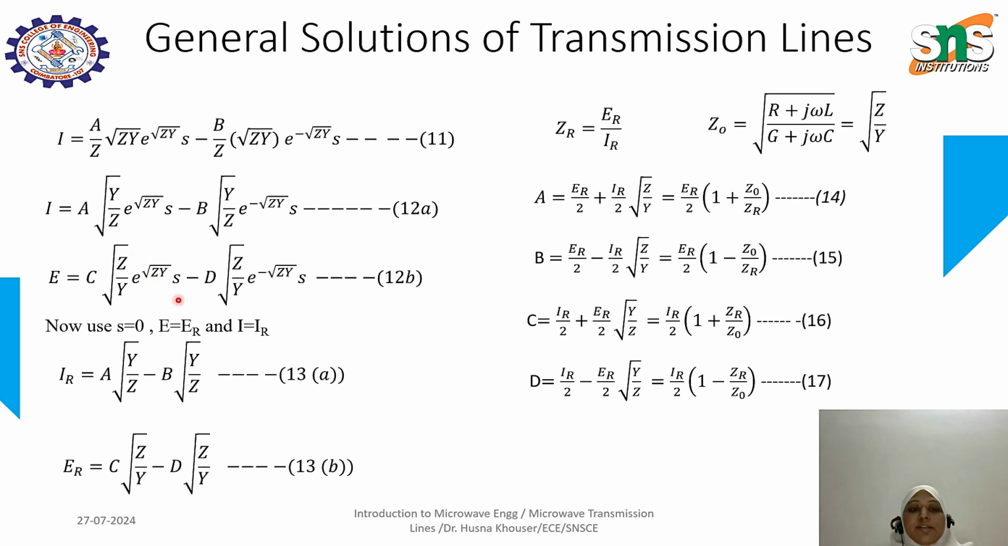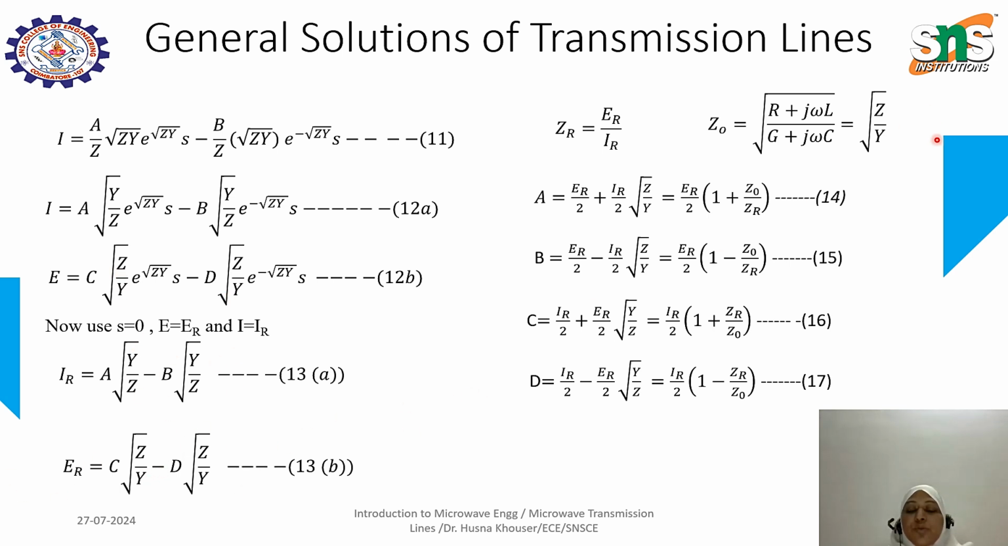After making s equal to 0, e to the power of 0 becomes 1. So we get only the arbitrary terms, A into root YZ minus B into root YZ, and then for the current equation, IR equal to C into root of Y by Z. Sorry, here we have to get the Z by Y condition, so minus D into Z by Y.